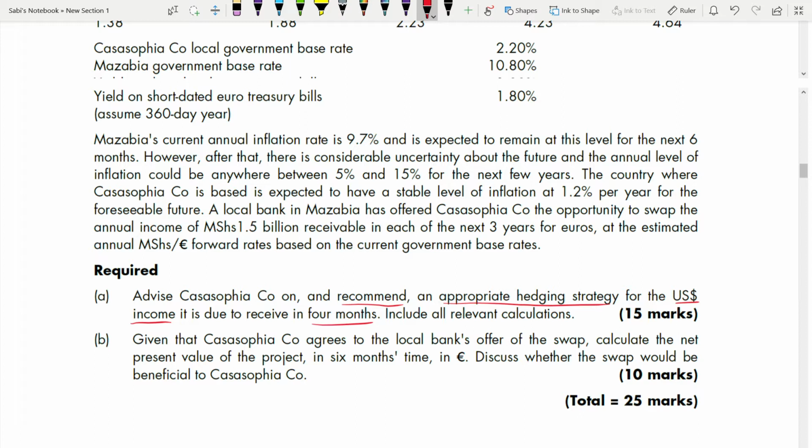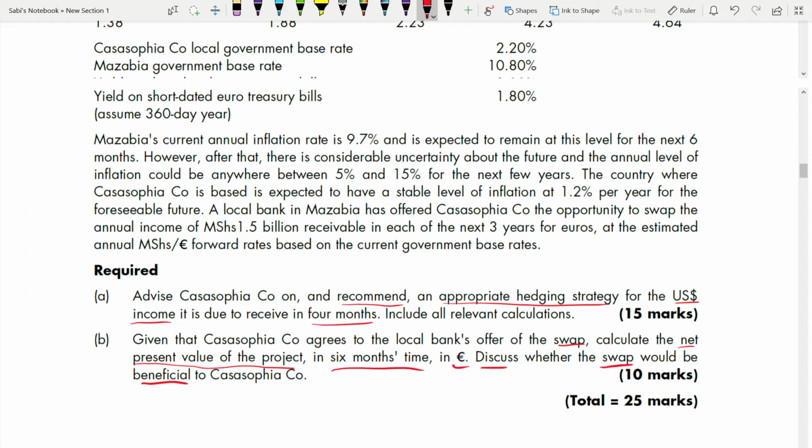Now part B, given that Casasophia agrees to the local bank's offer of the swap. So this is about swap. Calculate the net present value of the project. Now do you see how the two parts of the syllabus are linked in one question? One is your advanced risk management, which is syllabus E. The other one is syllabus B, which is your net present value, right? Your investment appraisal question. So in 6 months time, in euro, discuss whether the swap would be beneficial or not. You also need to discuss whether swap is beneficial or not. 10 marks, right?